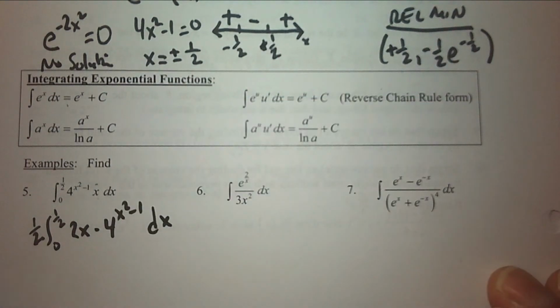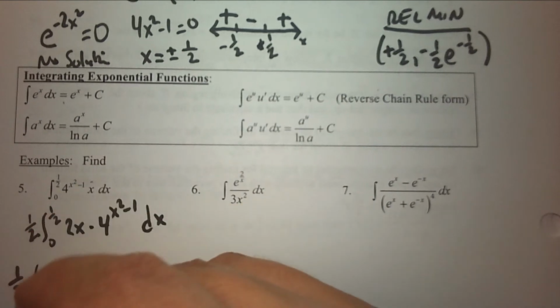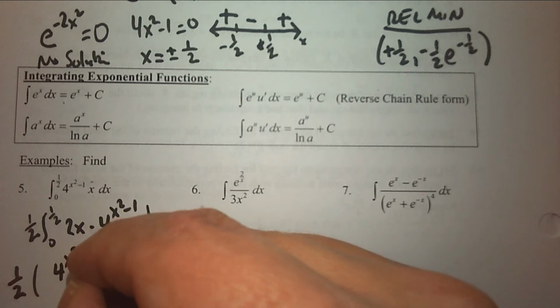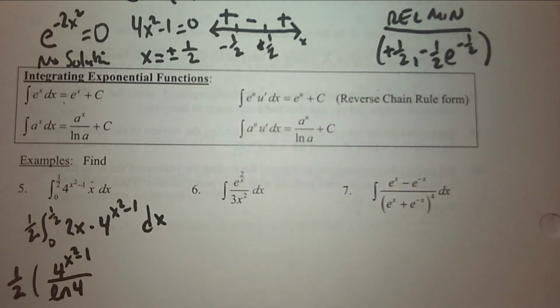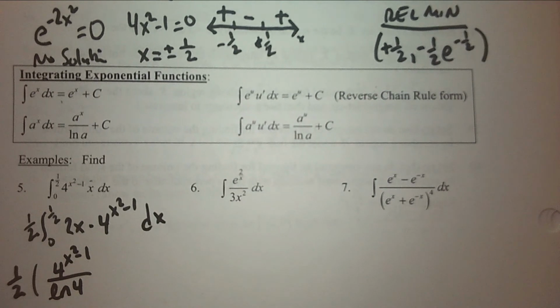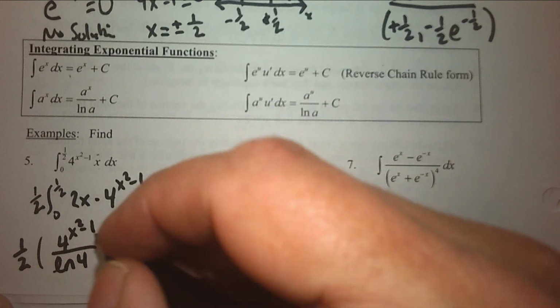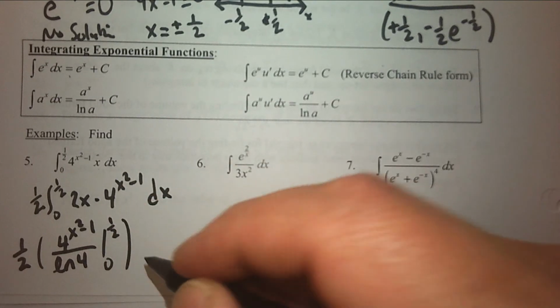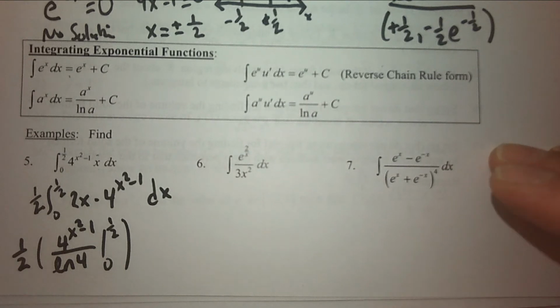A is our 4. So what do we write down? 1/2 is in front, and we write down 4 to what exponent? X squared minus 1 divided by what? Beautiful. Now, in this case, we don't have candy because it's definite, right? So it goes from 0 to what? And then how would you finish that off?